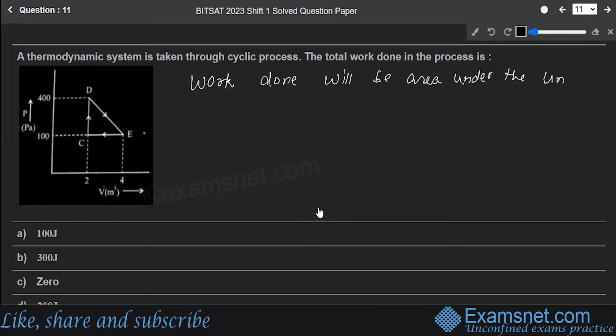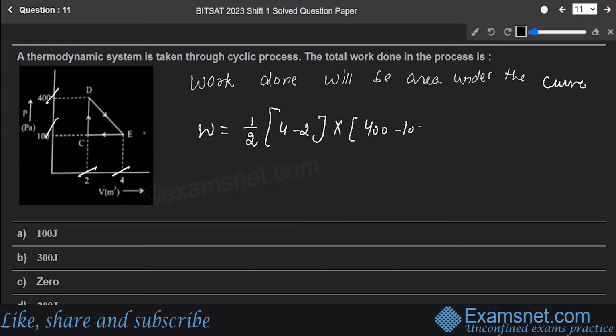Sorry, under the curve. Okay, so that means the work done will be equal to half into 4 minus 2 multiply 400 minus 100. Okay, so area under the curve, I'll be taking the area from here to here, this much, multiply by this, half of it.